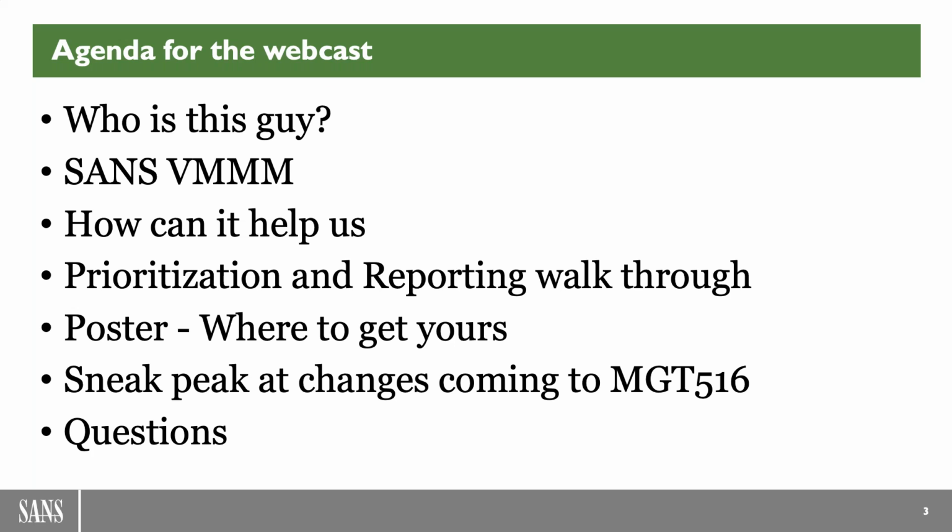And we'll do that by walking through two components, two sub areas of the maturity model itself. We'll be looking at prioritization as well as reporting, and we'll see where those fit in and just how they can help us out. The model can help us move things forward in our program, and we'll talk more on that. Then brief information for those that maybe don't have a copy of the poster, on where you're going to be able to get it.